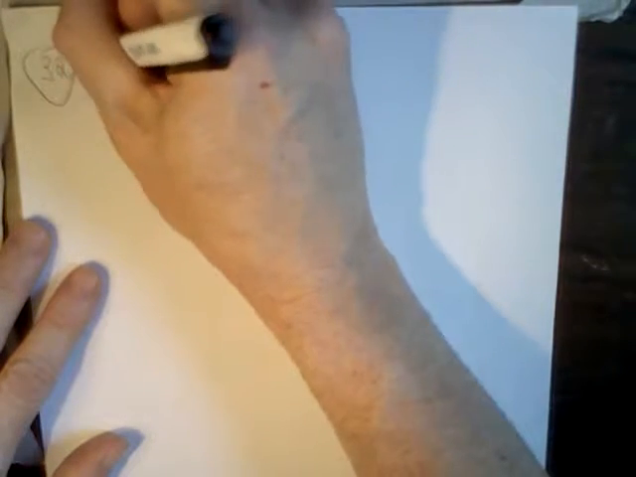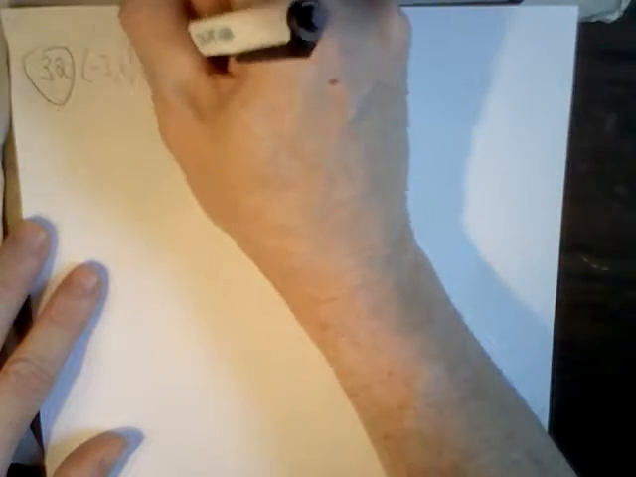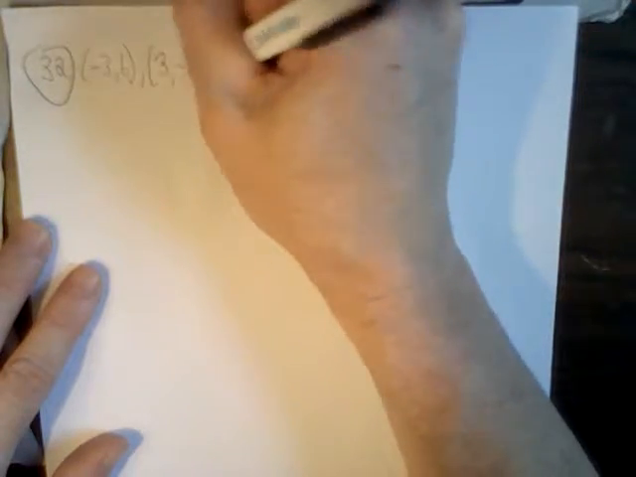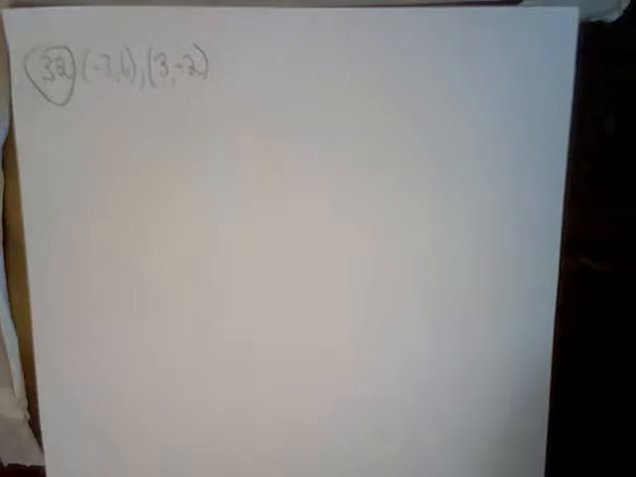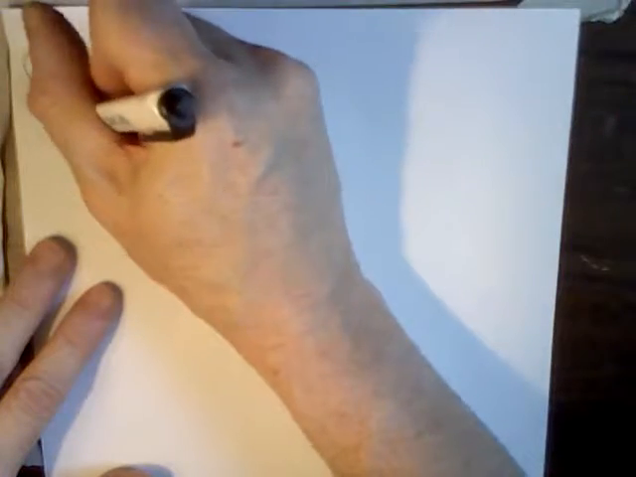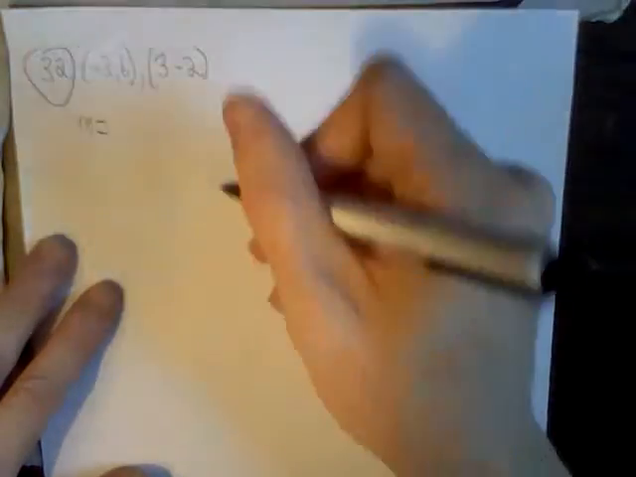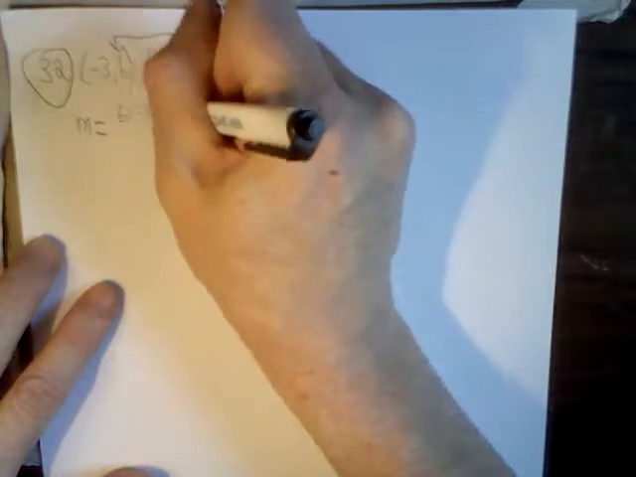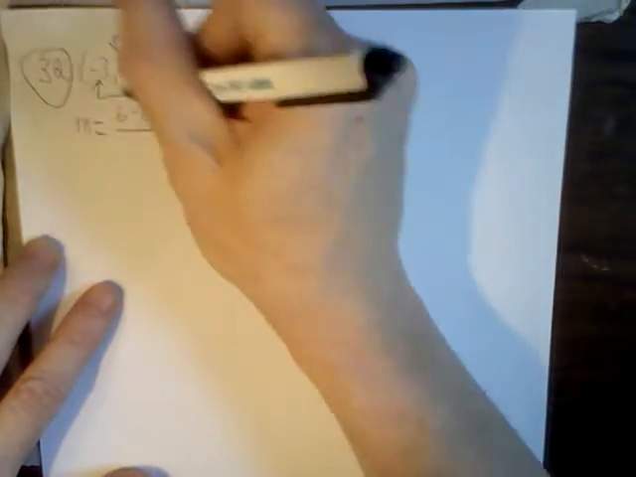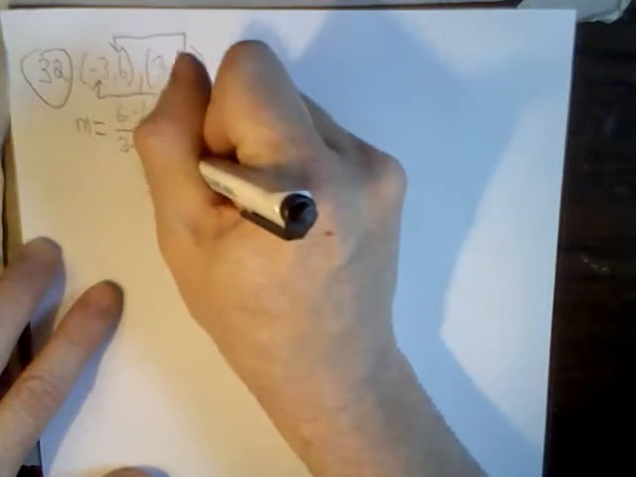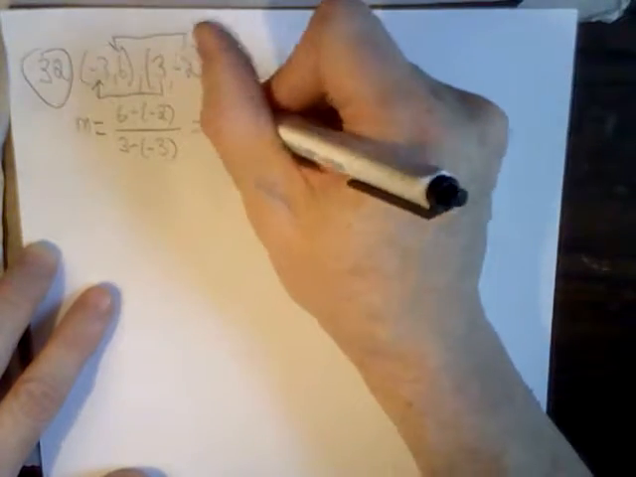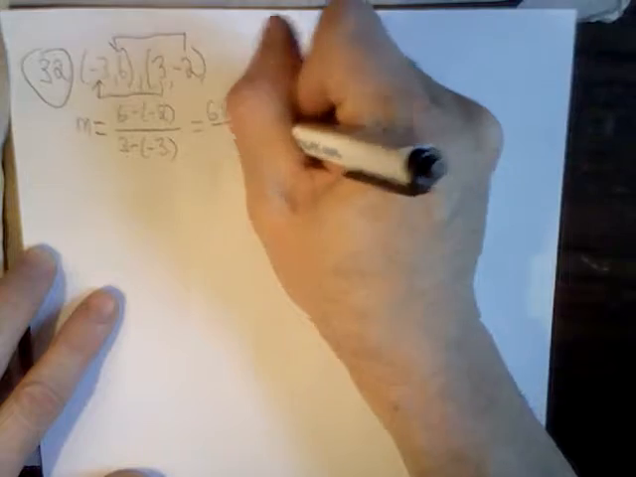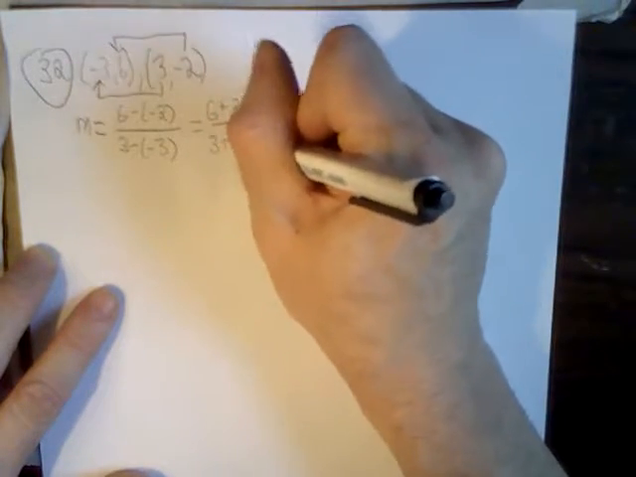Let's look at another one. So number 32, tons of examples for you. Negative 3, 6, and then 3, negative 2. Again, it's the same kind of problem. We're left without a slope at first, so we need to formulate the slope. So I got 6 minus negative 2 all over 3 minus negative 3. 6 minus negative 2 is the same as 6 plus 2. 3 minus negative 3 is the same as 3 plus 3.